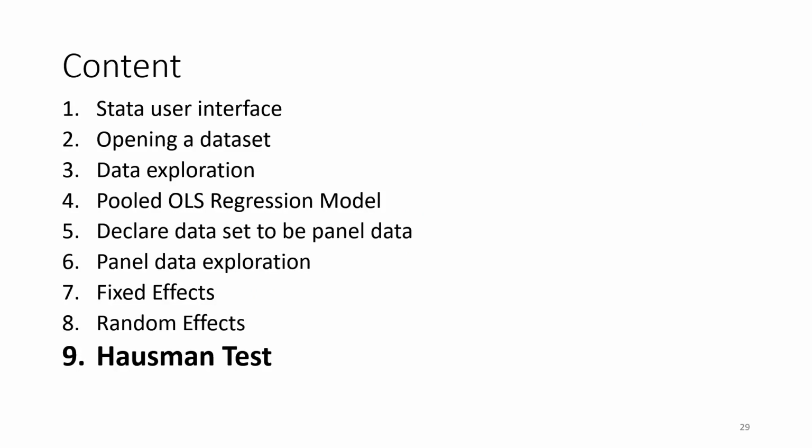And now finally we're going to look at the Hausman test. The Hausman test is a test that is going to help us decide which estimation technique we want to use if we are using the random effects model. It is going to help us decide between OLS and GLS.